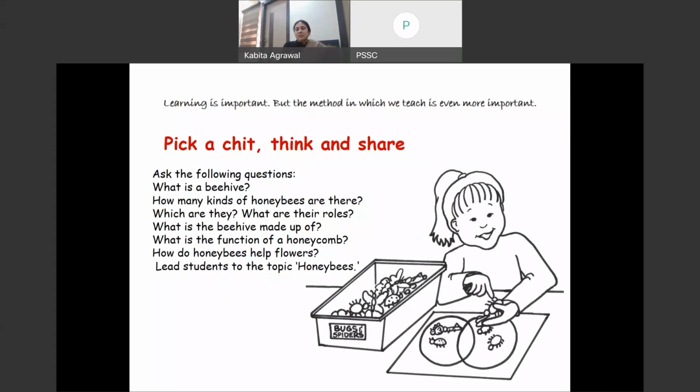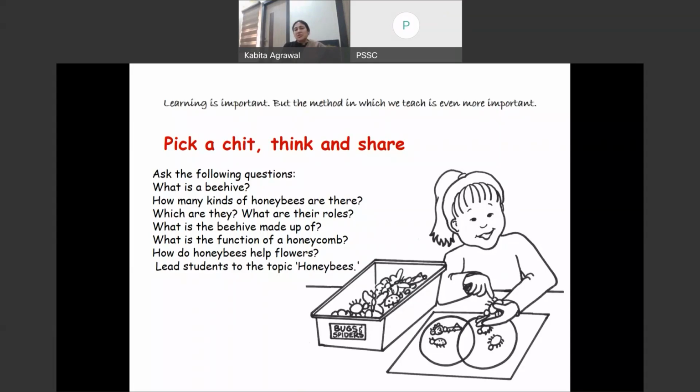Like I've taken the example, what is a beehive? How many kinds of honeybees are there? What are they? What are their roles? What is a beehive made up of? What is the function of the honeycomb? How do honeybees help flowers? Lead students to the topic of honeybees.